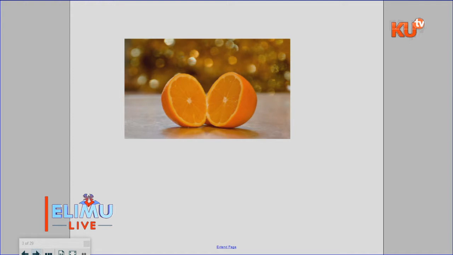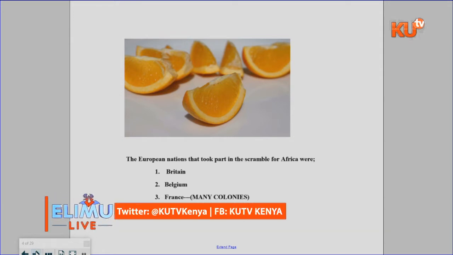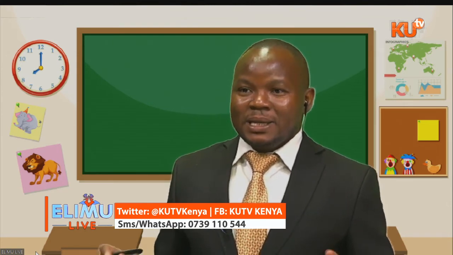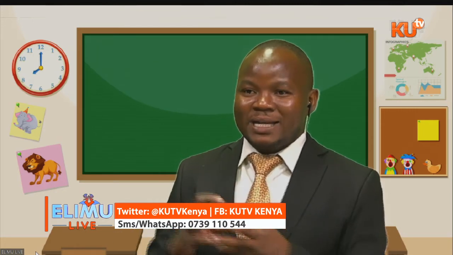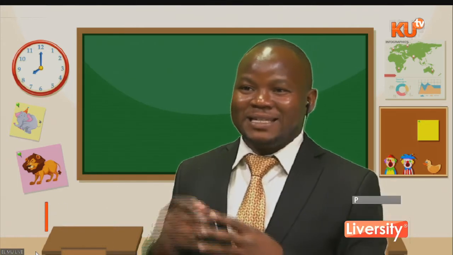Now, I've also tried to divide it further. You can see there, I've taken an orange and tried to divide it into smaller pieces. That is how Africa was divided. So the first thing you are supposed to understand is that the partition and scramble of Africa began all the way from the 19th century.